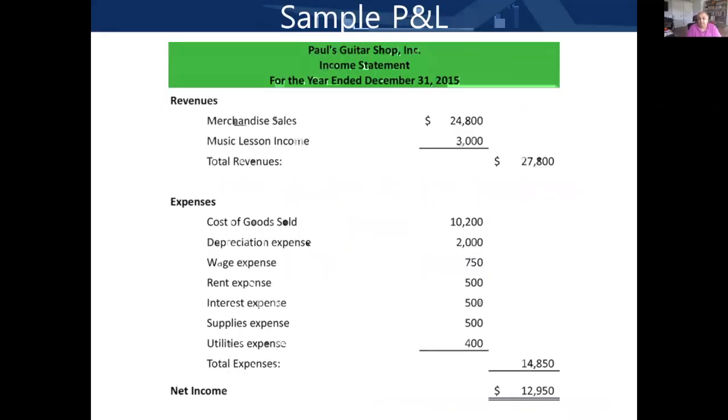Okay, this is one, which is a sample P&L. It's a real simple revenue, expenses. You see the merchandise, the revenue, the expenses, the net income. All of that is giving you a profit bottom line. It's just a simple, straightforward P&L.